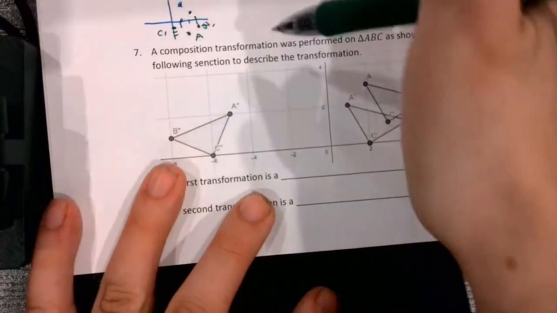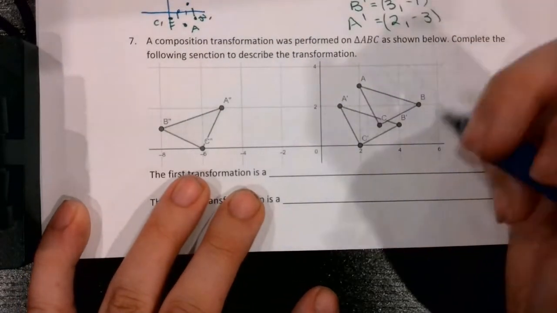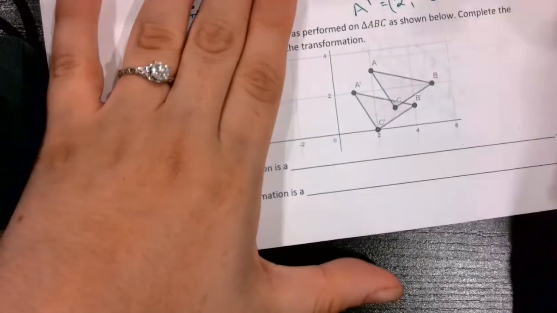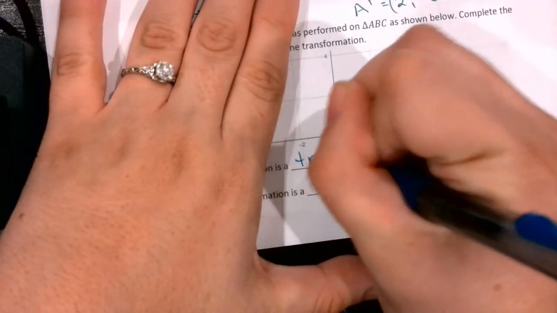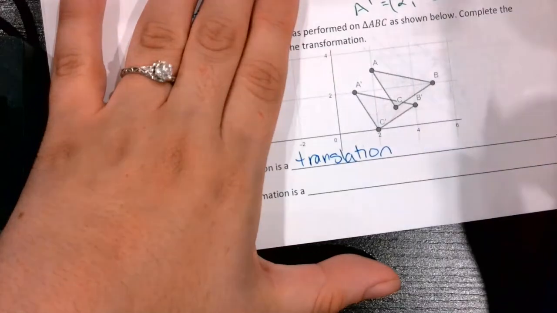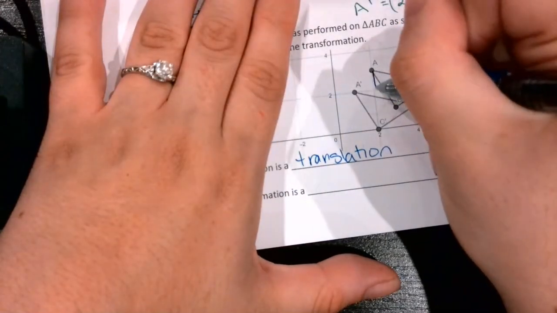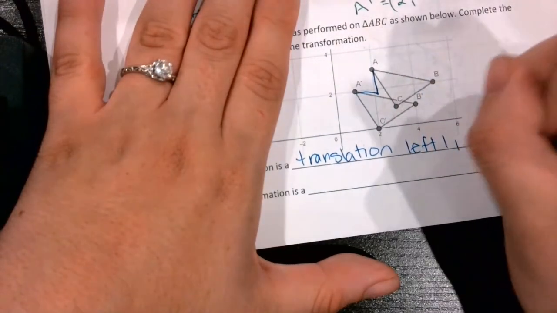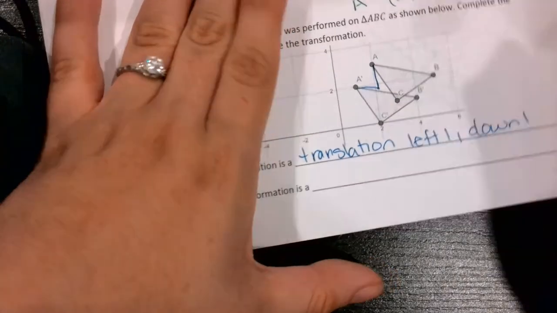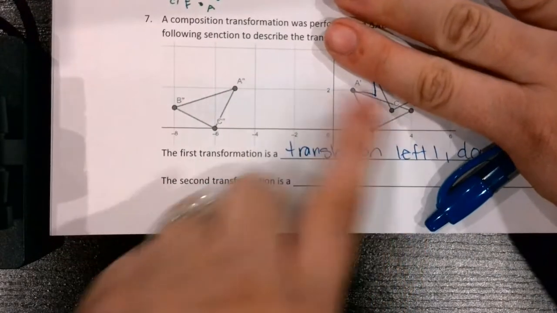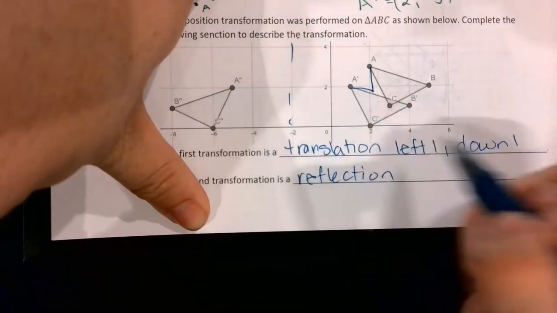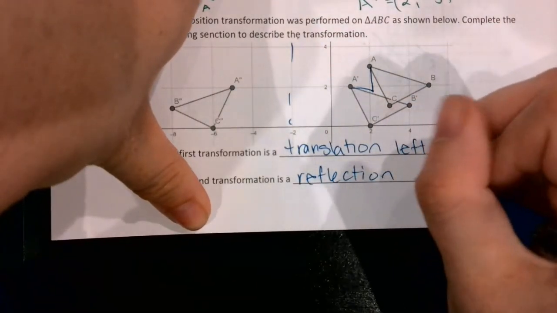Okay. This one is talking about a composition transformation. So it's asking me how it goes from the first transformation and then to the second. So from here to here, it's a translation. And it's going down 1, over 1. So left 1, down 1. And then to go from, I ignore the first triangle, from here to here, it's going to reflect. And my line of reflection would be x equals -2.